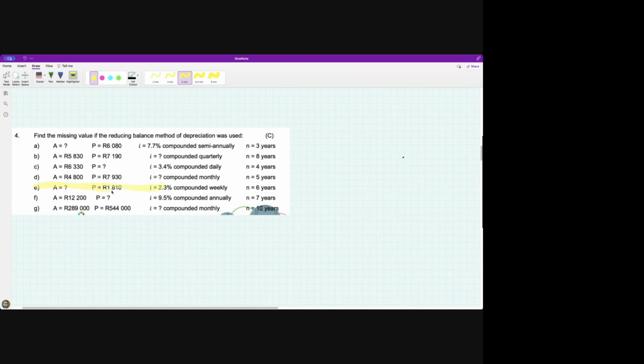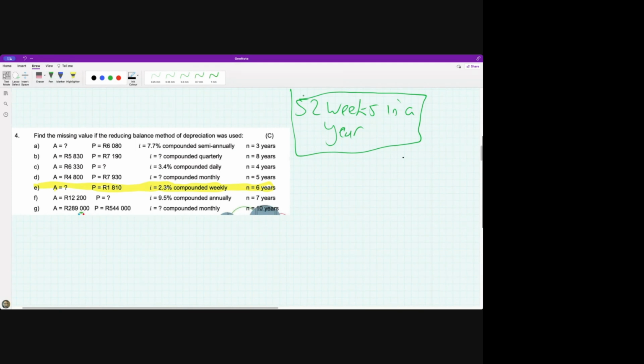Now, what I will tell you is how many weeks there are in a year to help you. So there are 52 weeks in a year. So I want you to try and figure out the one that I've highlighted in yellow, but bear in mind, there are 52 weeks in a year. See if you can solve this problem.